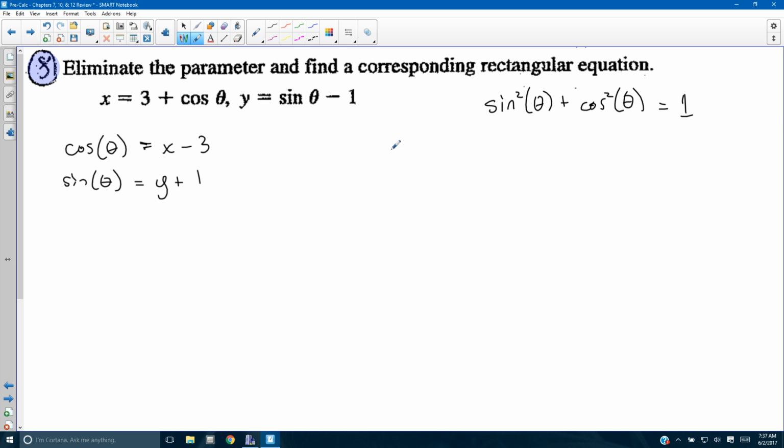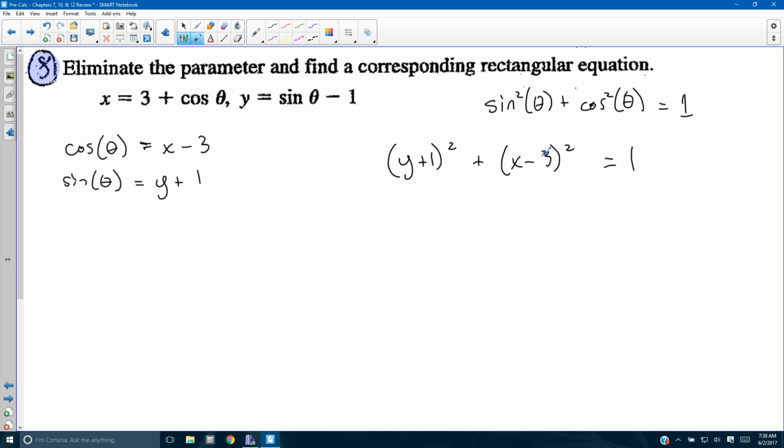If sine of theta is y plus 1, sine squared of theta is y plus 1 quantity squared. If cosine of theta is x minus 3, cosine squared of theta is x minus 3 quantity squared. This equals 1. Now, here's a nice rectangular equation in itself. You could be done and say, hey, this is an ellipse, and we could graph this and all that. That's fine. So you could keep this like an ellipse right here.